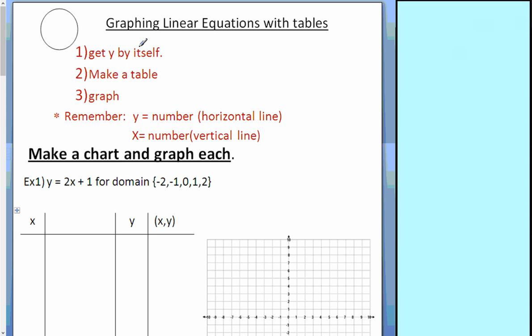So when we're graphing linear equations with tables, this is what you're going to do. You're going to get y by itself, and I'll explain that in a minute. Then you need to make a table, and then you need to graph it. And then there's a special thing to remember here, and I'll get to that in a few minutes. All right, so let's look at the first example.